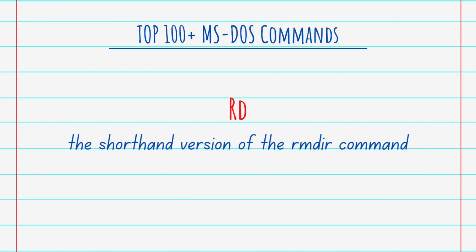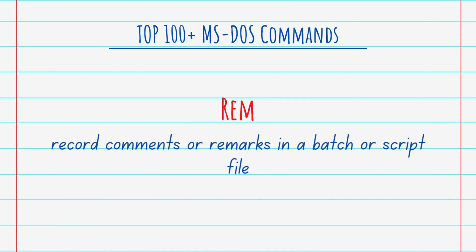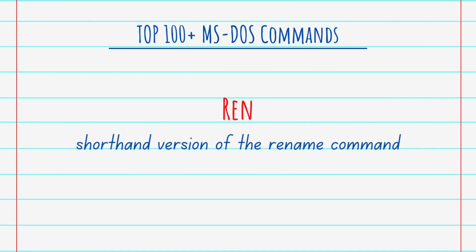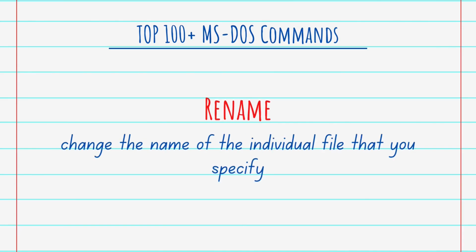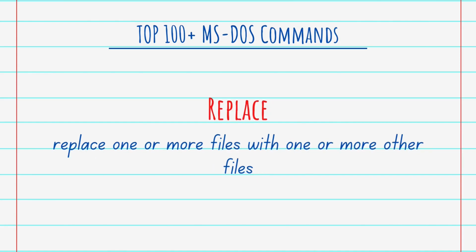Next is the RD command. The RD command is the shorthand version of the rmdir command. Next is the rem. The rem command is used to record comments or remarks in a batch or script file. Next is the ren. The ren command is the shorthand version of the rename command. The rename command is used to change the name of the individual file that you specify. Then next is the replace.